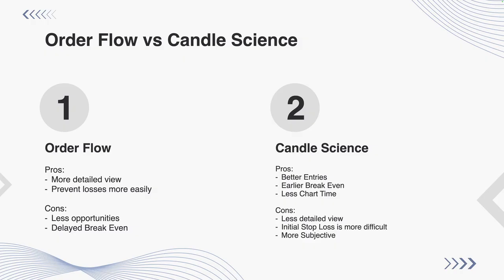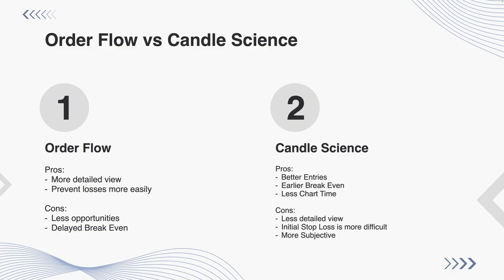Then right here, we have candle signs entries. Again, I have 1 and 2. It's not a hierarchy. There's not one better than the other. For candle signs, we have pros: better entries oftentimes, more accurate entries. Then earlier break even right there as well.